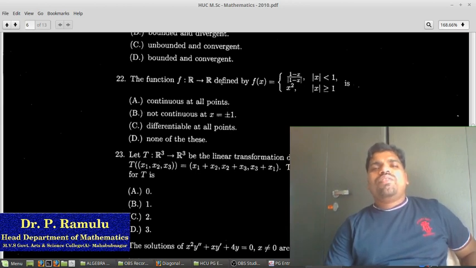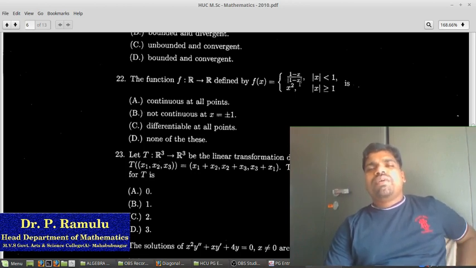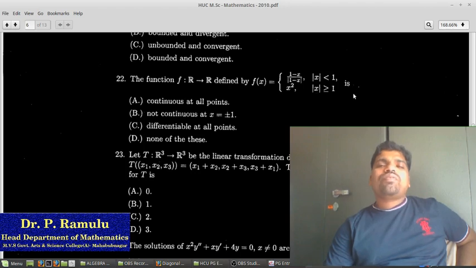The function f from R to R is defined by f of x equal to 1 minus mod x by 1 minus mod x if mod x is greater than 1, and x square if mod x is greater than or equal to 1. You can take the left limit and right limit at x equal to 1 and x equal to minus 1.